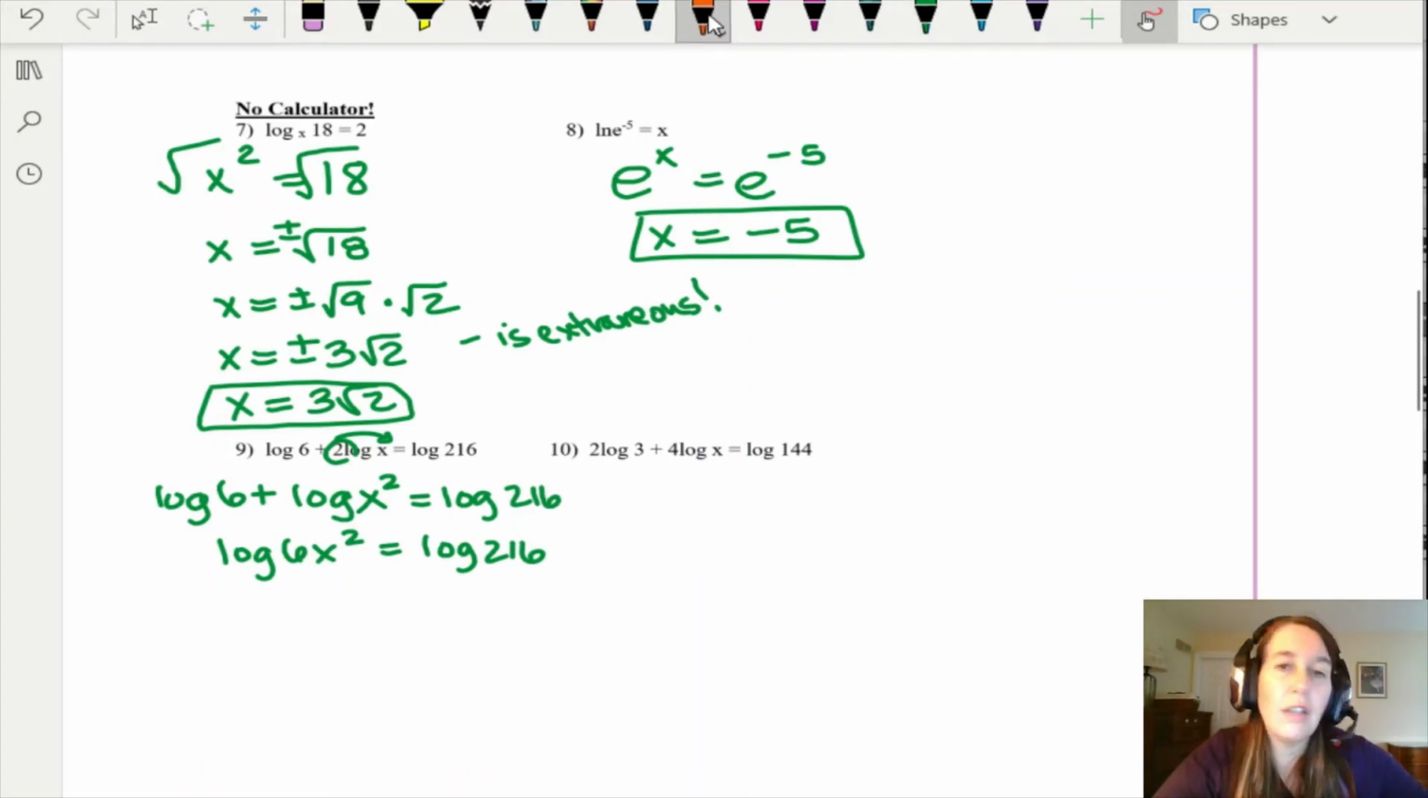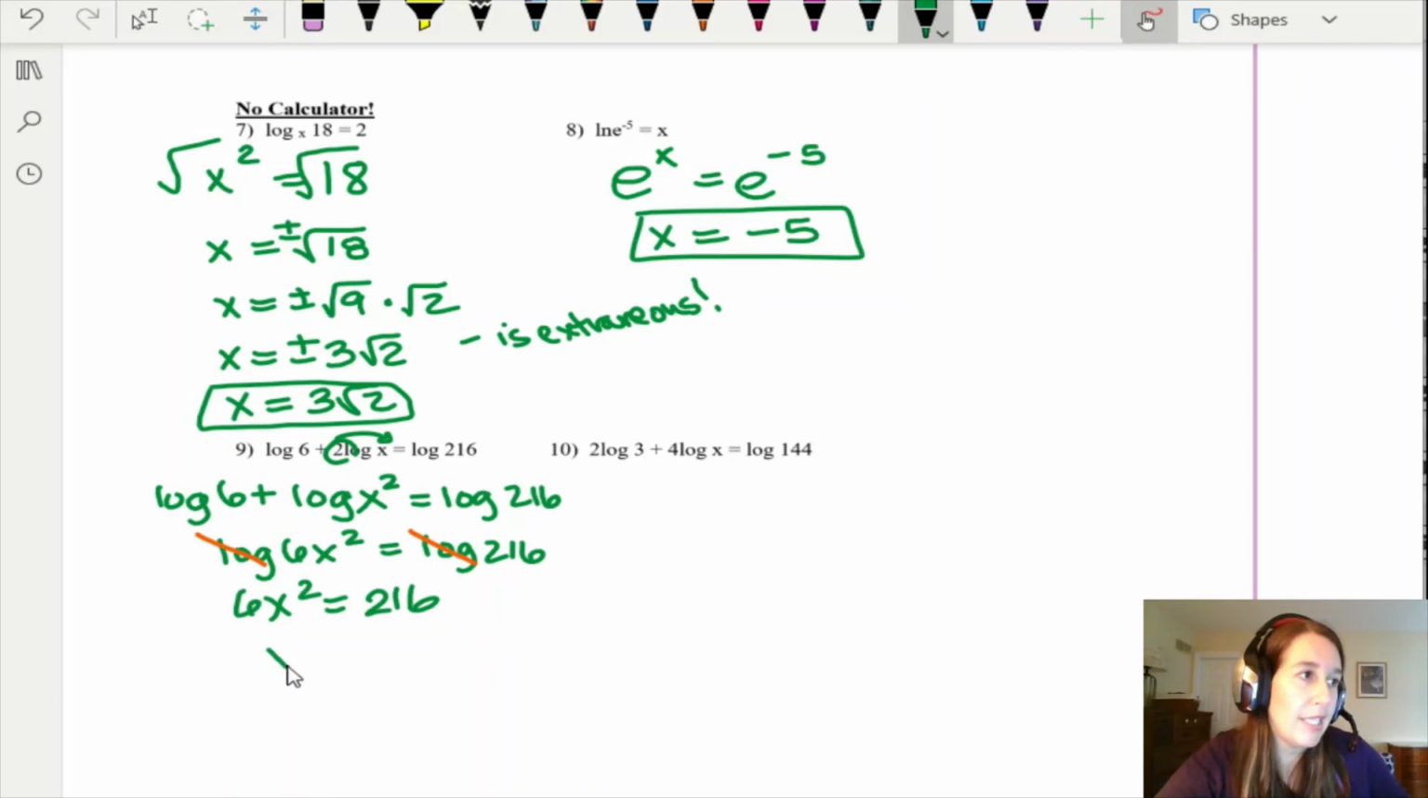You have to start the problem this way. You have to get the one log on each side in order to unlog. So log of 6x squared equals log of 216. Well, it's a log with the same base, so therefore the results or answers are the same. You can't do that at the beginning of the problem when there were 2 logs on one side. That doesn't work out that way. So now this is 6x squared is equal to 216. So just solve for x.